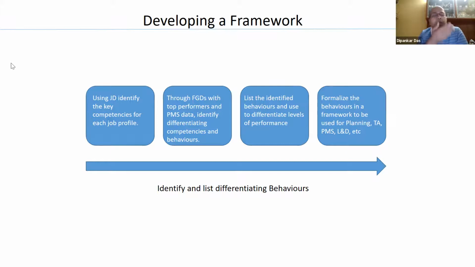So basically, you use a JD to identify the key competencies that you need for each profile. It is very important, because very often the JDs are not written properly, and people just take some JD from Google and float it around. In the job description, you should have the skills that you're looking for, and also the specific attitudes. Then, through group discussions with top performers, PMS data, etc., identify the competencies and behaviors that you want, list the behaviors that differentiate levels of performers, and formalize them in a framework which can be used by planning and talent acquisition.